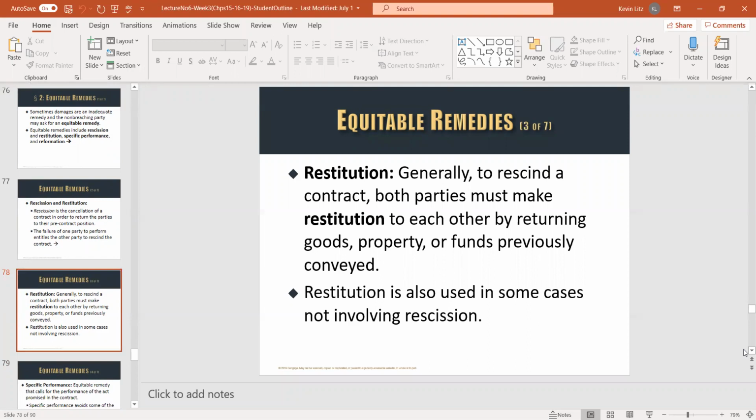sometimes we'll just say, okay, we're going to hand things back to you. I traded you this car for your motorcycle. I might go to the judge and say, look, I'm not asking for money. Let's just give each other back what we had: I get the car back, you get your motorcycle back. That's a restitution. The judge could order that.